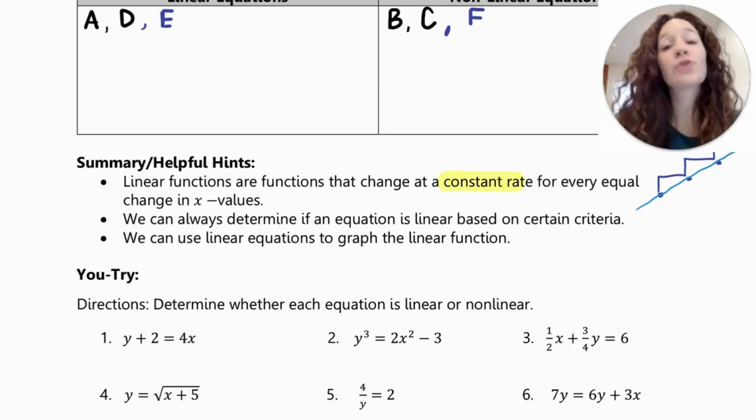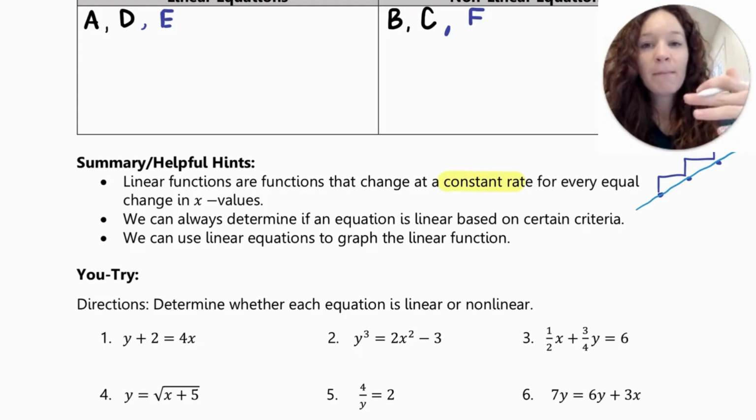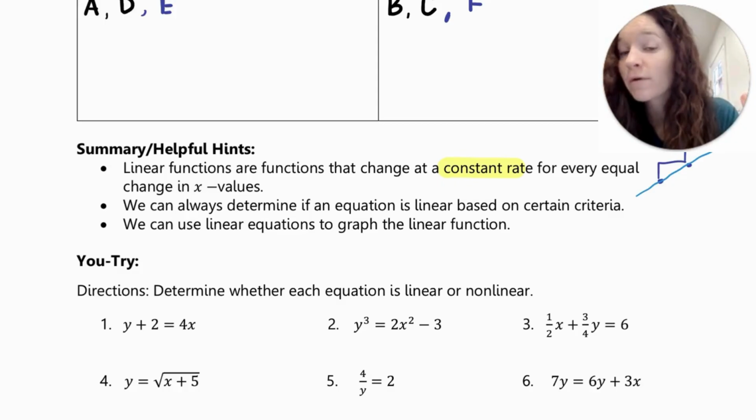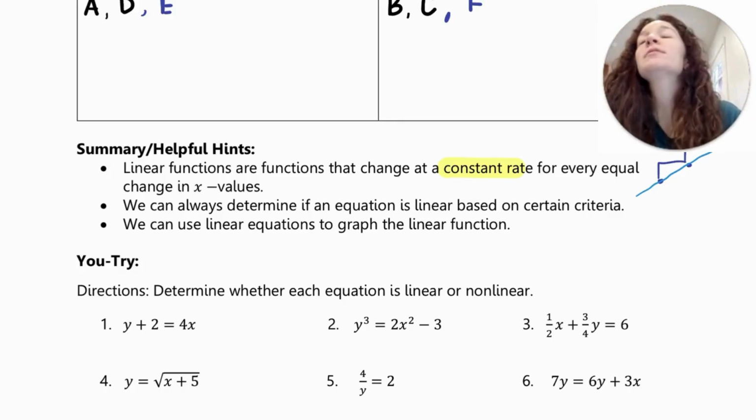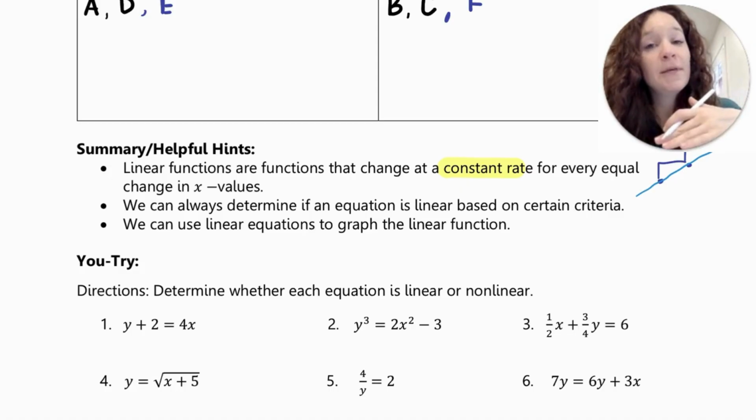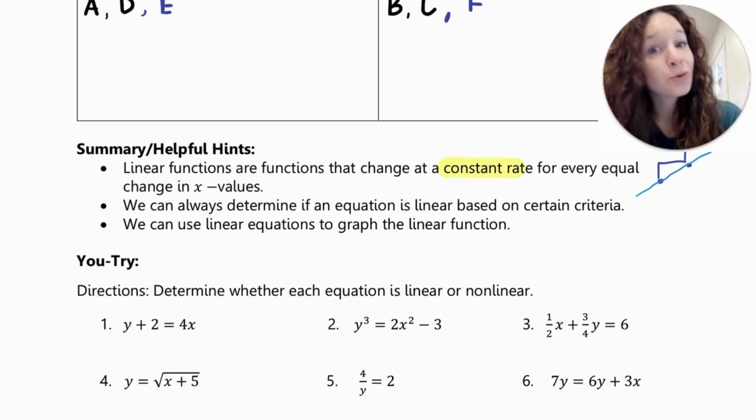We can always determine whether an equation is linear or nonlinear without having to graph it, looking at certain criteria. So remembering that there has to be nothing fancy happening to your x. It has to be a plain old x, a plain old y. You can't have more than two unique variables. And it can't be in the denominator, can't be under square root, can't have a crazy exponent. And your constants and coefficients must be real numbers. Once you have a linear equation, you can use that to graph a linear function, and it should come out as a nice straight line.